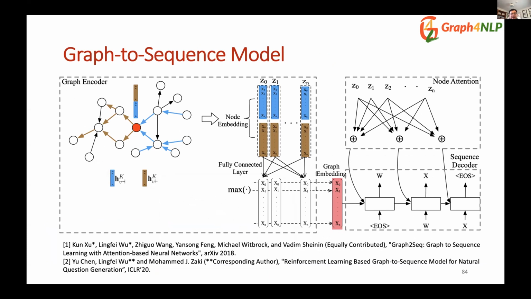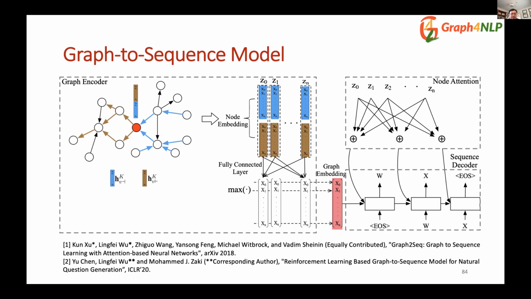This is a very generic model that we proposed in 2018. Now it looks like a very simple model. Essentially, you can think of it as having two parts. One is a graph encoder, the other is a sequence decoder. And of course, we want to have attention to enhance the model. If you're familiar with sequence models, you will know how important the attention mechanism is for a sequence model.